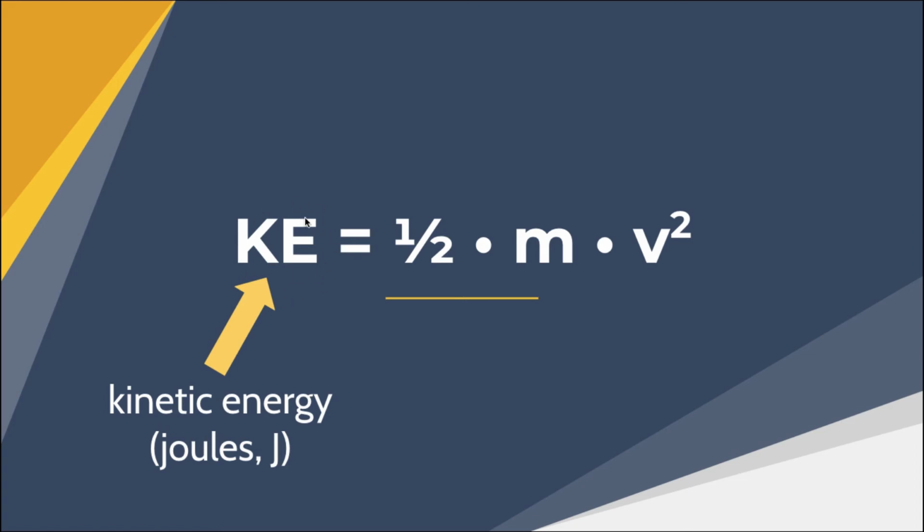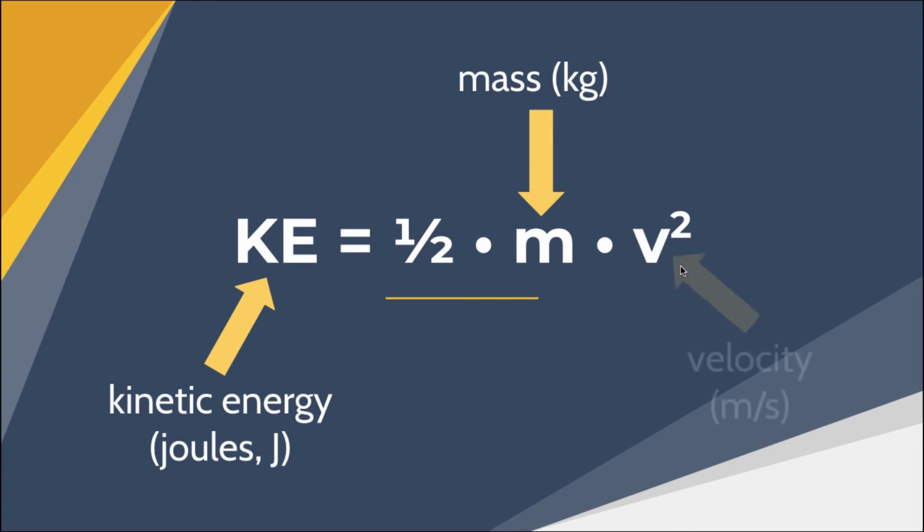So if this is to calculate kinetic energy, what do you think the m and the v stand for? M is mass, and again, we're measuring it in kilograms. Kinetic energy is just mass in motion, so the v stands for velocity in meters per second.